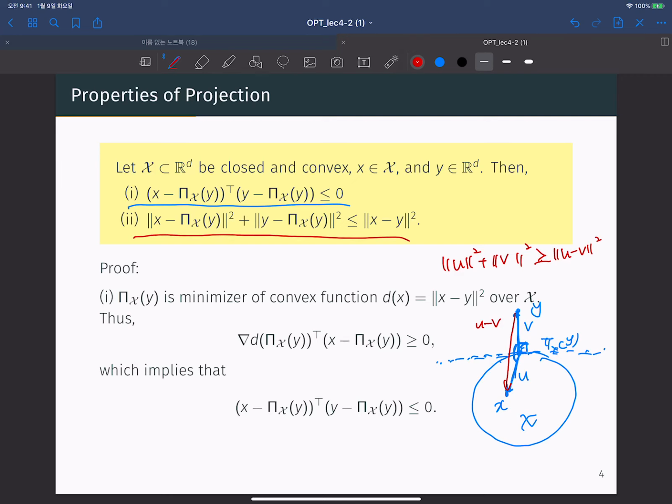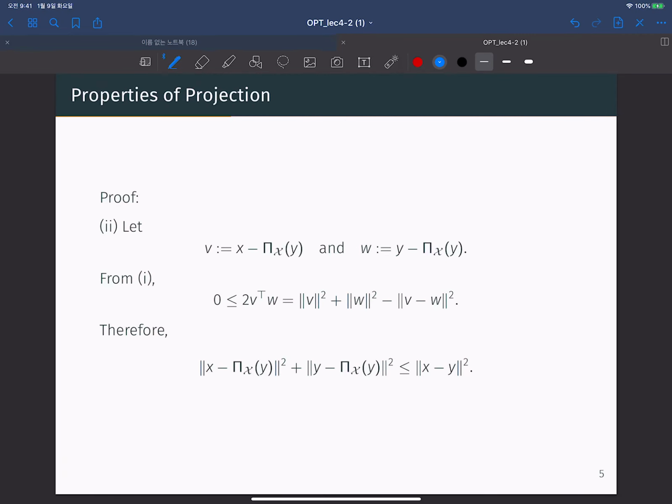Okay, so more formally, since the projection is a minimizer of the convex distance function d over constraint set X, from the previous slide, the if and only if condition, we have this. And since the gradient of the d function is 2 times (x minus y), from the gradient we have this.